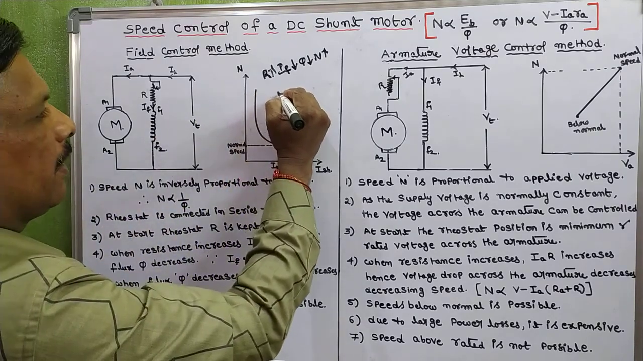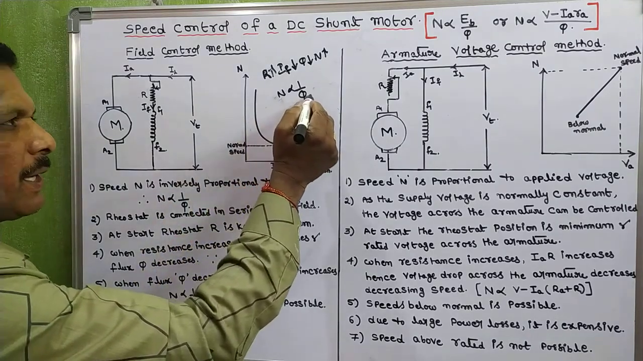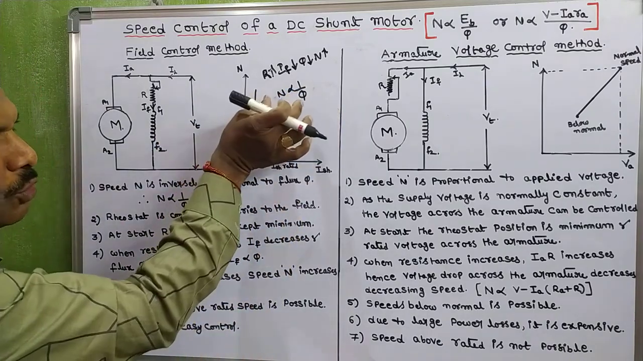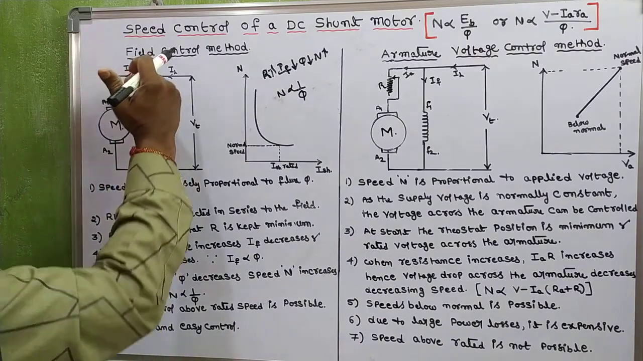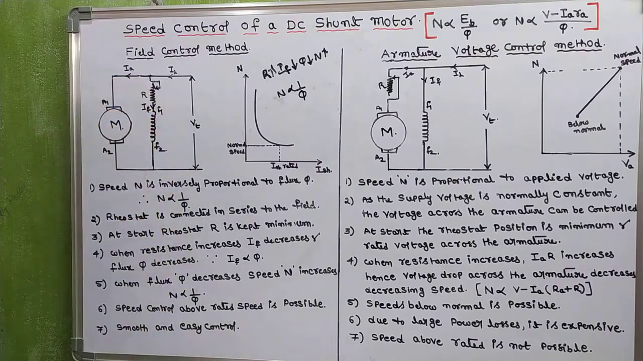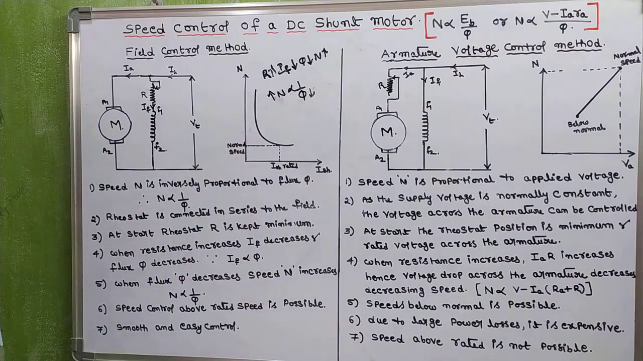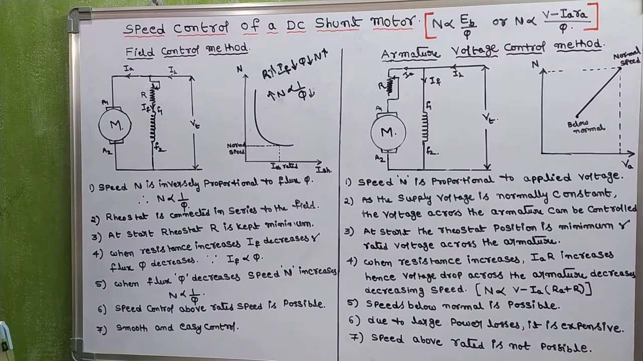Why? Because N is inversely proportional to phi. When phi decreases, speed increases. When phi increases, speed decreases. So these two are inversely proportional. In this case, when resistance increases, field current decreases. When field current decreases, the flux decreases. When flux decreases, the speed will increase. So that's why if you want speeds above rated speed, we will prefer field control method or flux control method.